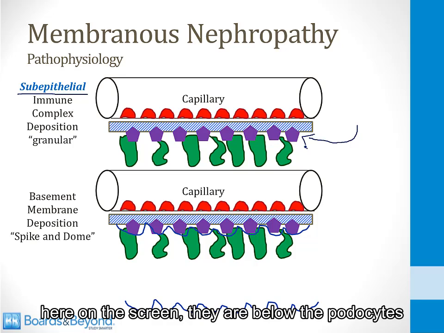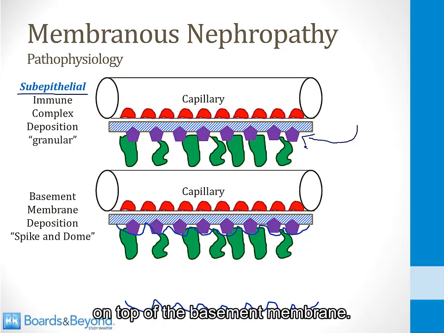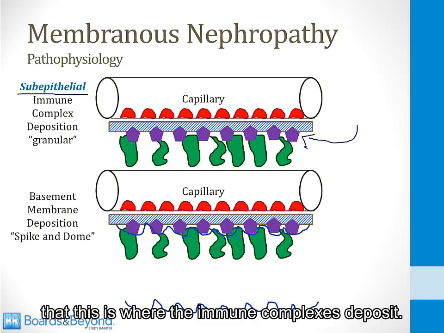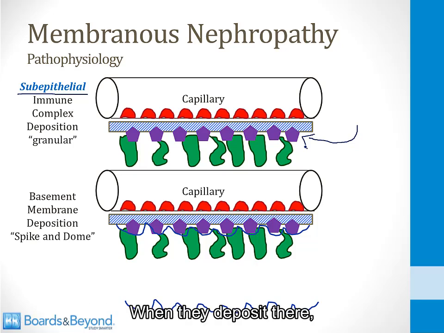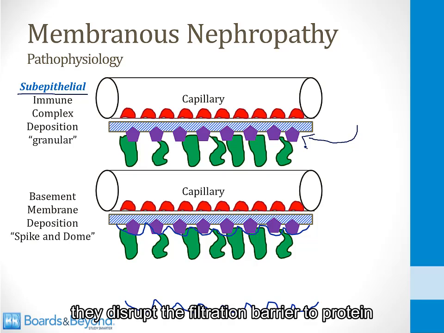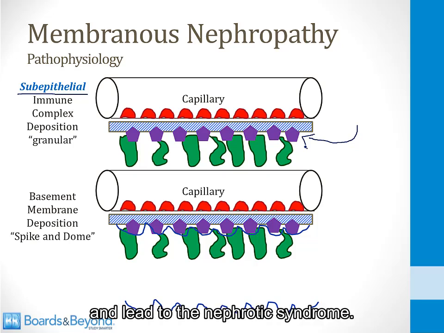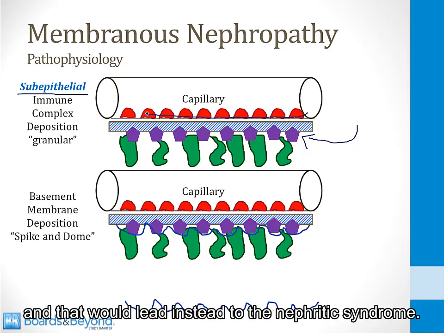They are below the podocytes on top of the basement membrane, and it should make sense to you that this is where the immune complexes deposit. When they deposit there, they disrupt the filtration barrier to protein and lead to the nephrotic syndrome. If the immune complexes were deposited below the endothelial layer, they would disrupt the capillary endothelium, and that would lead instead to the nephritic syndrome.